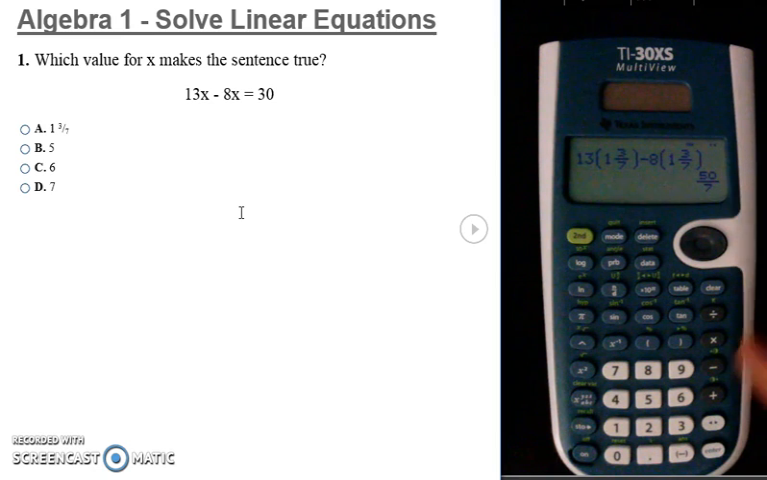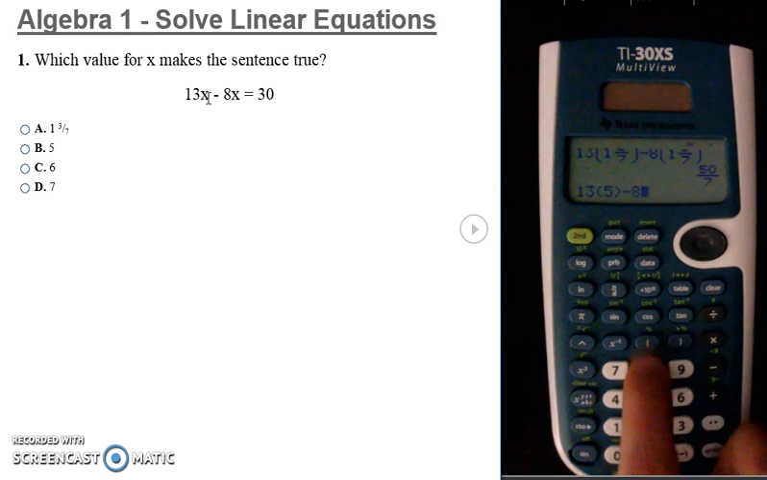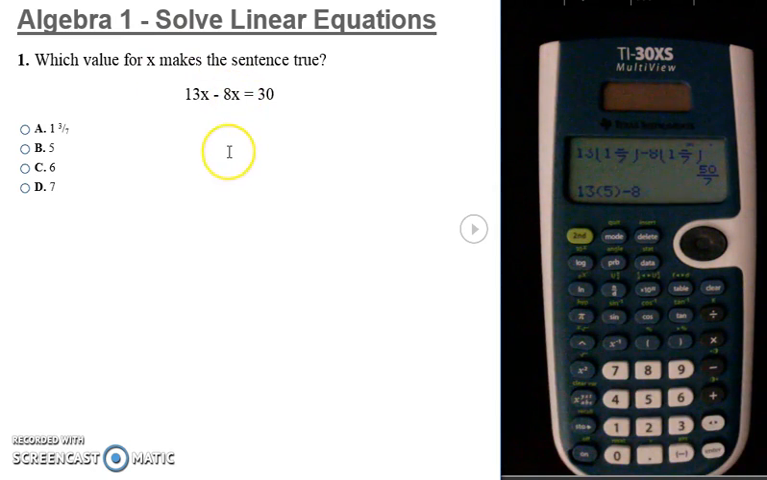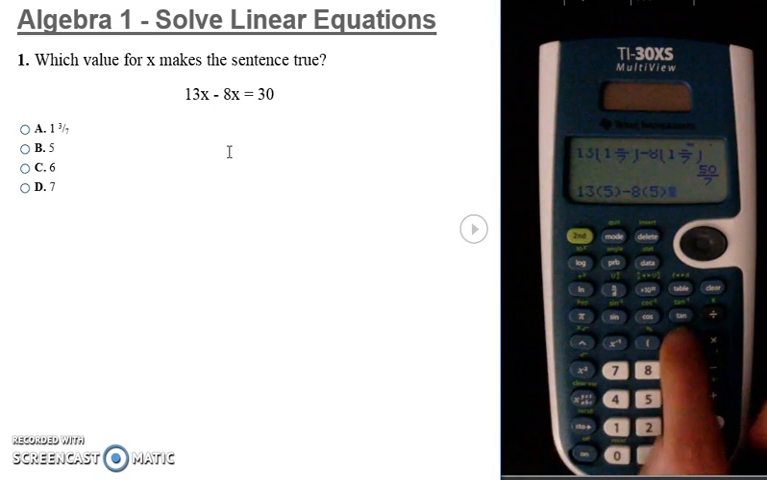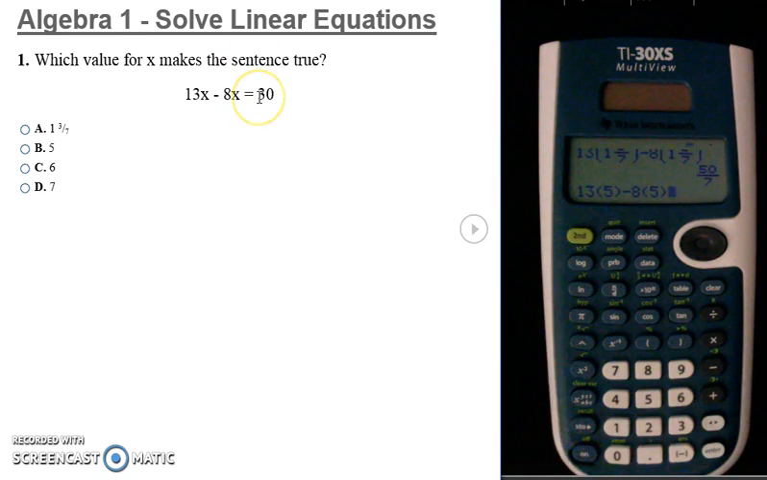Then I'm going to try 5. I'm going to have 13 parentheses 5 to substitute in that 5, and then minus 8, and then I have another x, so I put in another parentheses 5, and that's it. I want to see if this actually equals 30. It equals 25, so that's not going to be my answer.